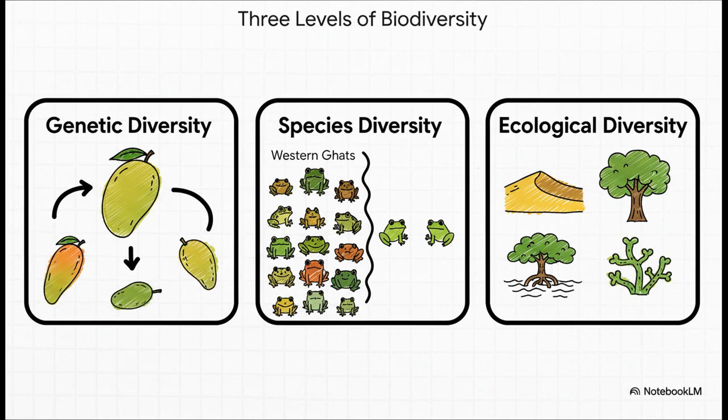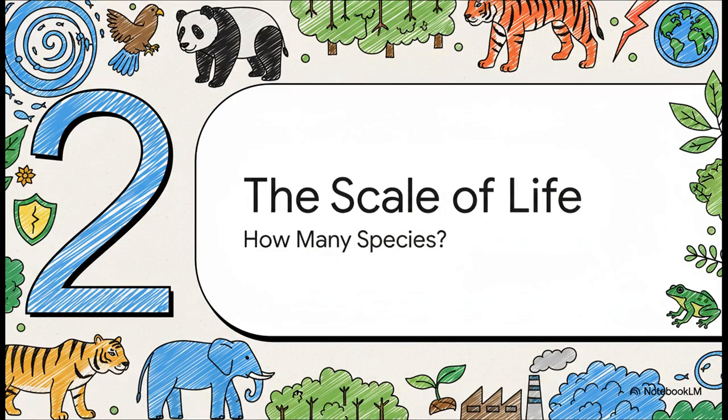Next up is species diversity. This one's about the number of different species in an area. For example, the Western Ghats have way more types of amphibians, frogs and stuff, than the Eastern Ghats do. And finally, we have ecological diversity. This is the big picture, the variety of entire ecosystems. And wow, India is just amazing here. We have deserts, lush rainforests, mangroves, coral reefs, the whole shebang. Simple, right?